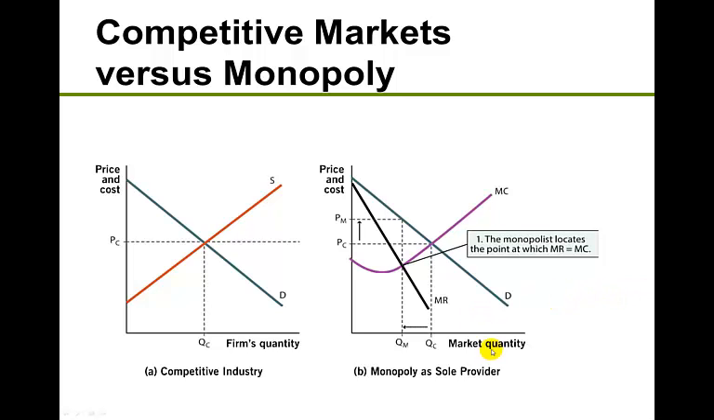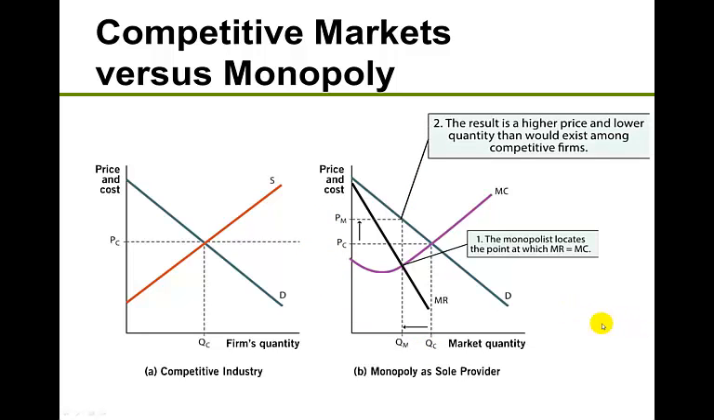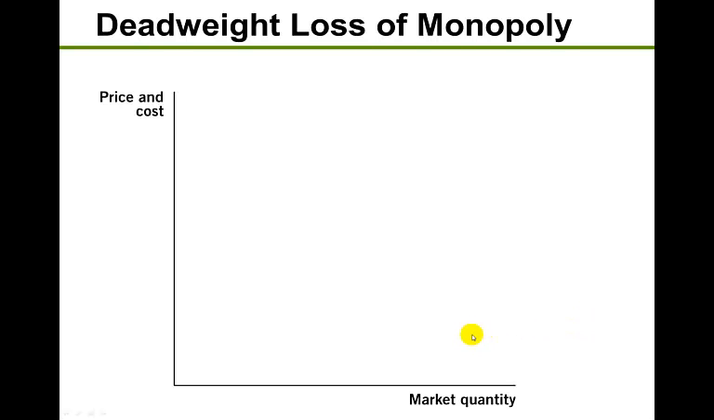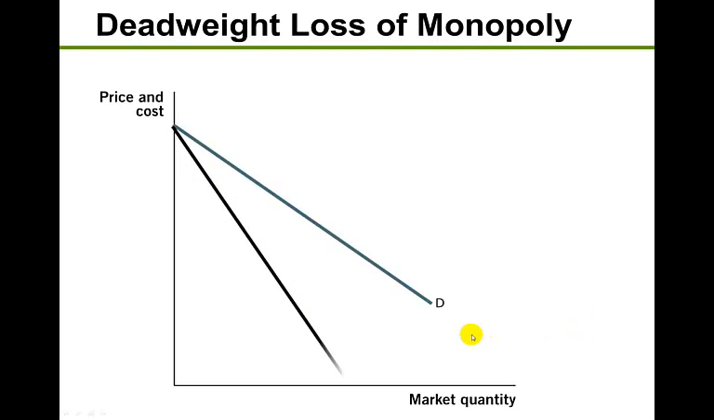Okay, so you can see that the quantity that the monopolist is going to sell is lower than the quantity in perfect competition. The price that the monopolist charges is higher than the price in perfect competition. So this is going to generate deadweight loss.